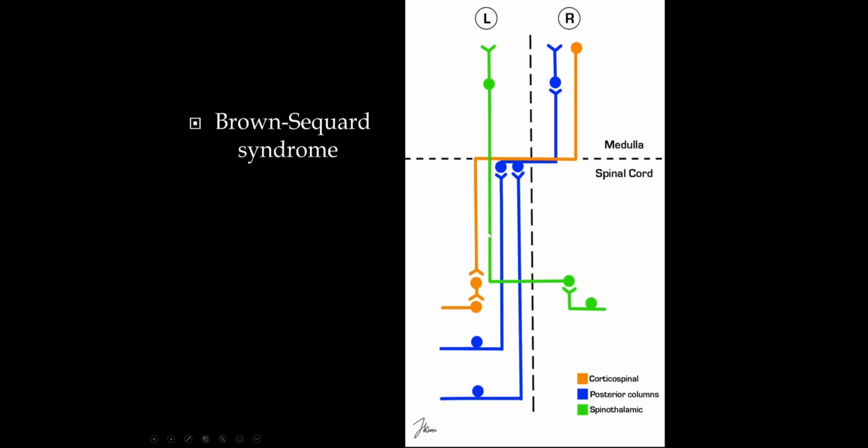So sometimes something pushing on the cord will preferentially involve one half of the cord more than the other. And so that's when we'll see our Brown-Séquard syndrome. There's nothing else that does that. So if you've got that crossed finding with loss of pain and temperature on the opposite side, the lesion has to be spinal cord.